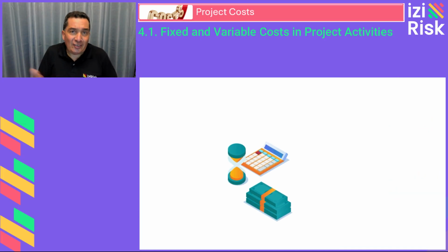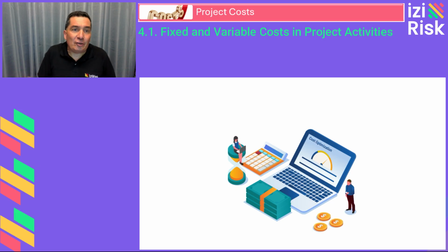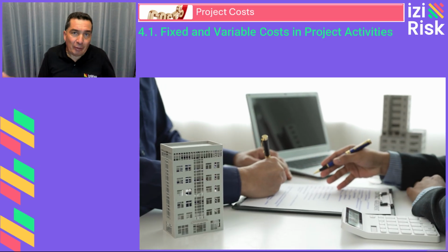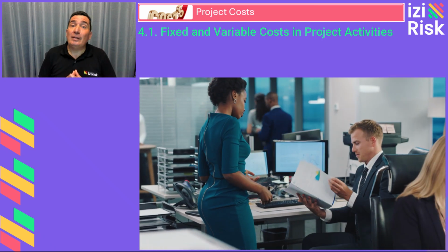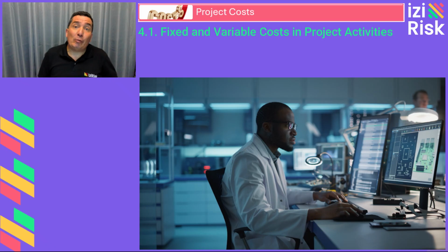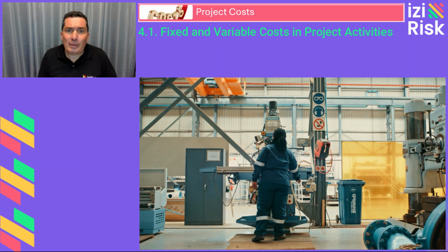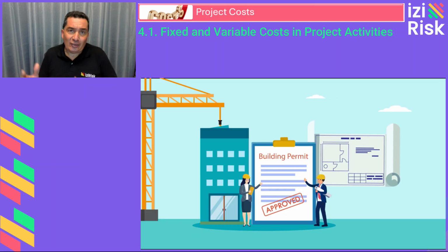Examples of fixed costs in project activities are rental of offices or temporary work sites, salaries of project administrative staff, software licenses required for project execution, depreciation of machinery or equipment, and costs of permits or certifications.